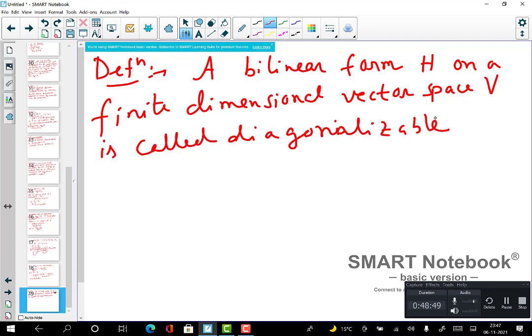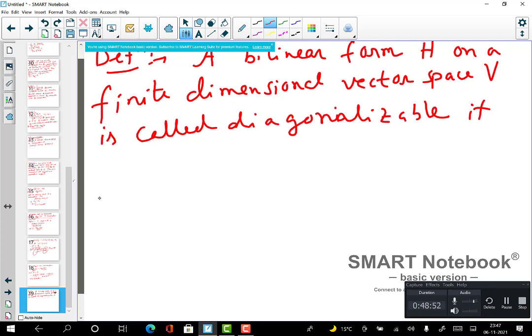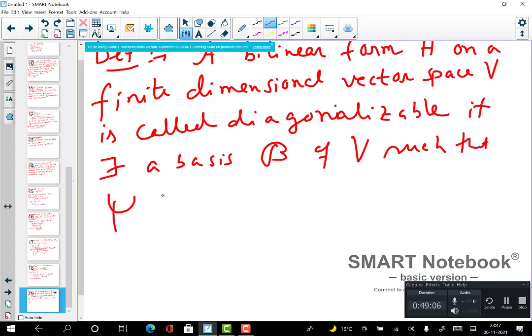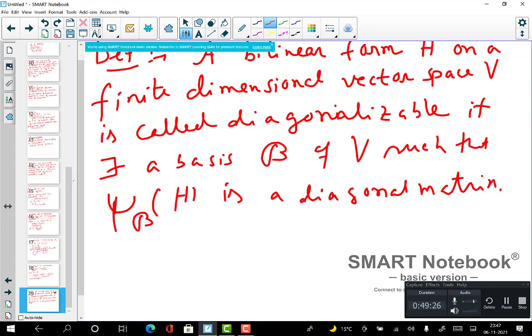Okay, what happens if there exists a basis beta of V such that the matrix representation of H with respect to the basis beta is a diagonal matrix? So the concept is almost similar to the diagonalizability of linear maps, right?